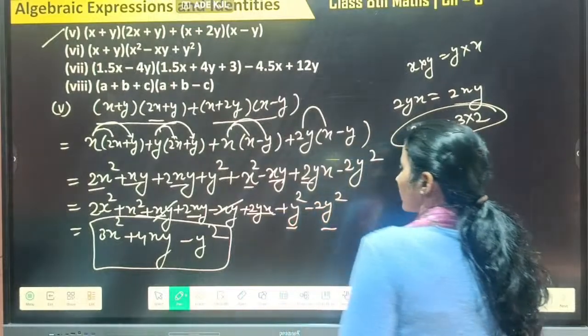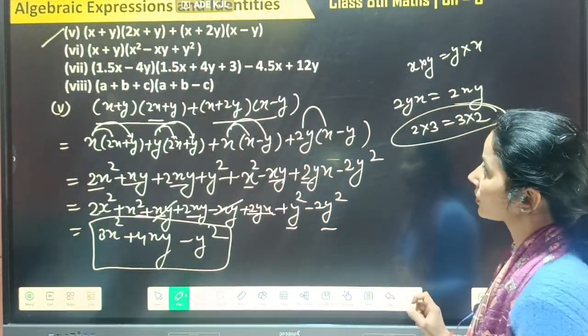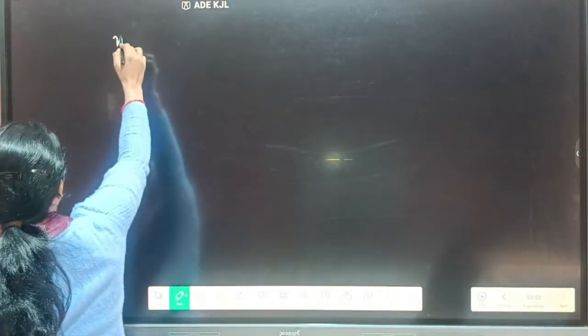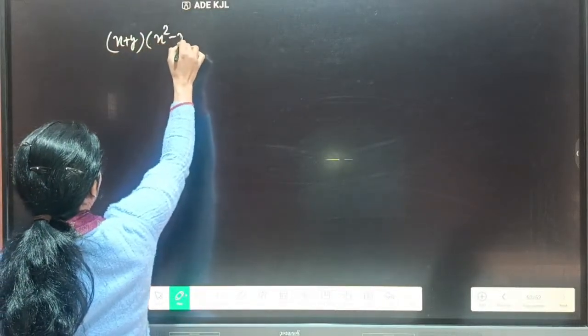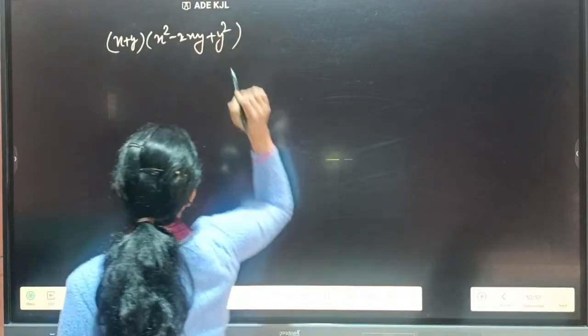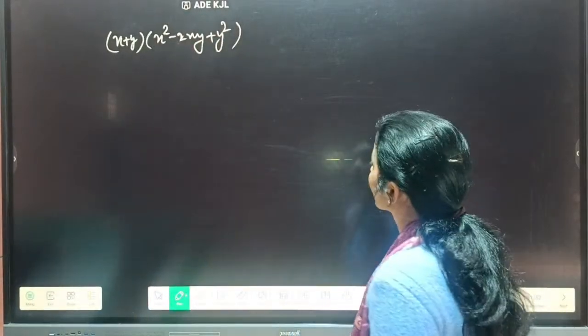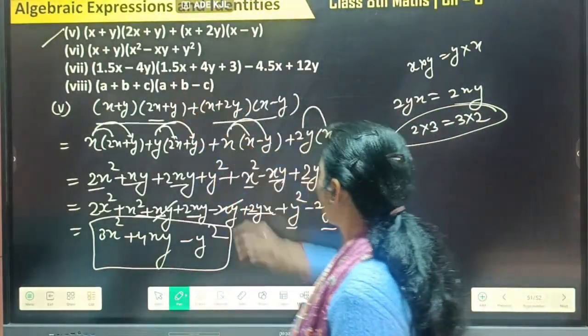Hope you have understood this part. Let us do part number 6. What is part number 6? X plus y, we have to multiply with 2x square minus xy plus y square. Again, check the statement whether it is 2x square minus xy plus y square.